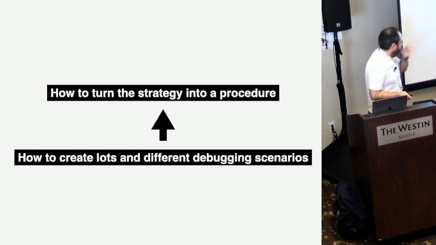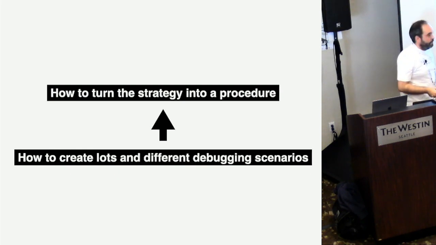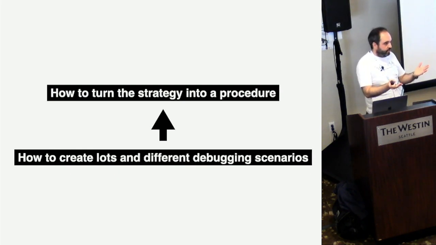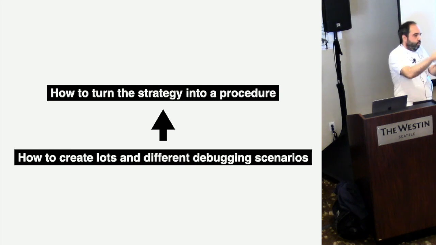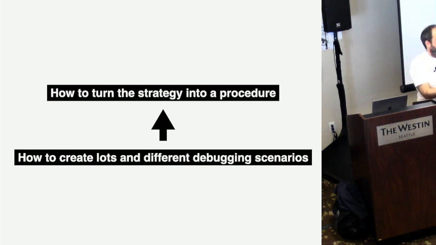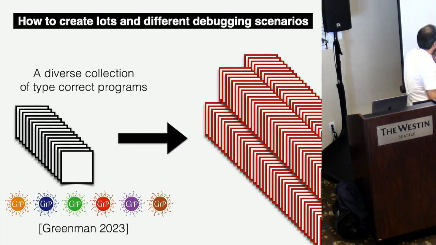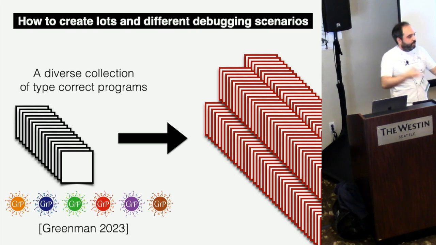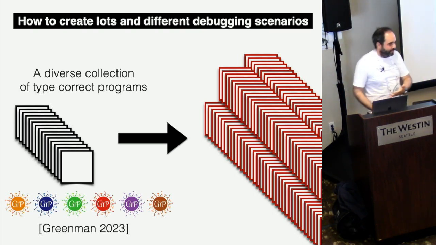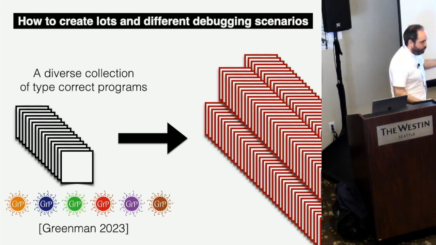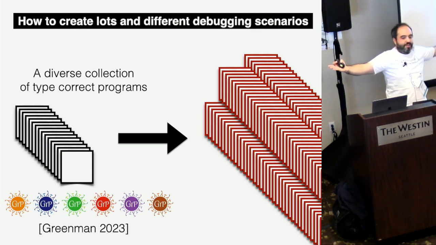Okay, so we will start with the problem of creating different scenarios first, because the way we will structure the solution to that problem is also going to help us turn the strategy into a procedure. So the idea we had is that instead of trying to find programs that already have problems, we can start with a collection of programs that have no problems, and then somehow turn them into many, many programs that have one problem that we know where it is.